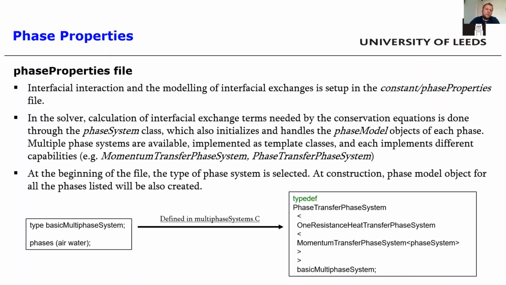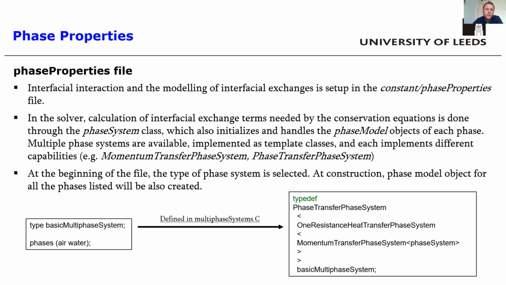Now, the base class that handles all the interfacial interaction is the phase system class. And other than calculating the different terms, source terms for momentum interaction and energy interaction that go in the balance equations, that also initializes and handles the single phase models for each phase. Now, there are different types of phase system implemented in this code, and these are implemented as template classes so that they can be added step by step, starting from the base class. This is because each one of these phase systems does different things.